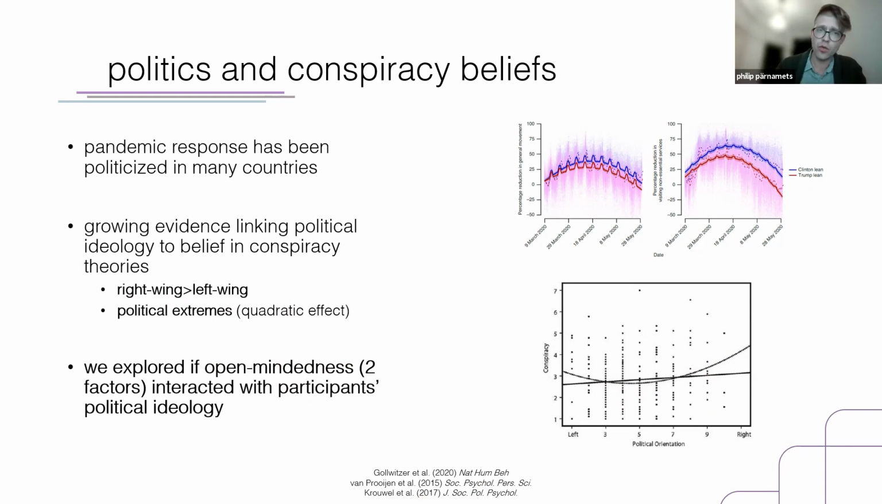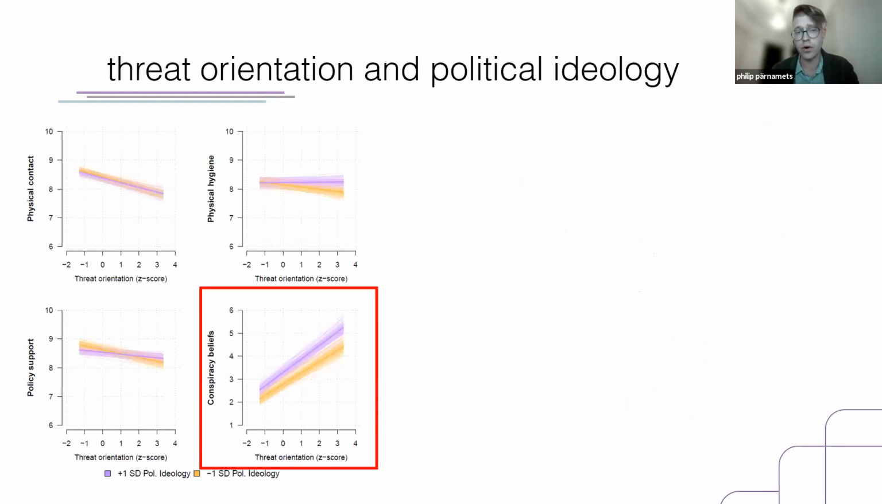And we find that it does interact, especially for conspiracy beliefs. Here I'm showing the predictions from a model. Here we have the threat orientation factor, which is a strong predictor of conspiracy beliefs. And we see this interaction with participants' ideology: for high levels of threat orientation, the divergence between relatively left and relatively right-wing participants increases, and they're more similar at low levels of threat orientation.